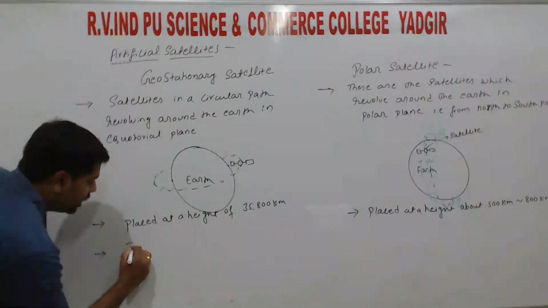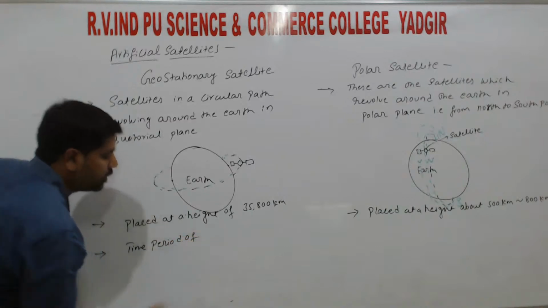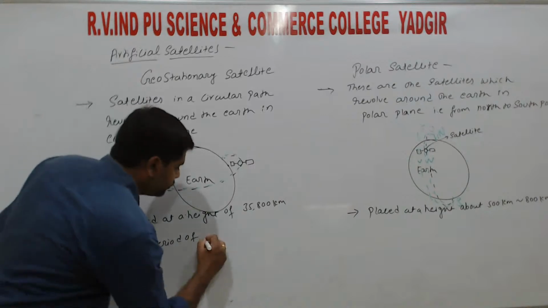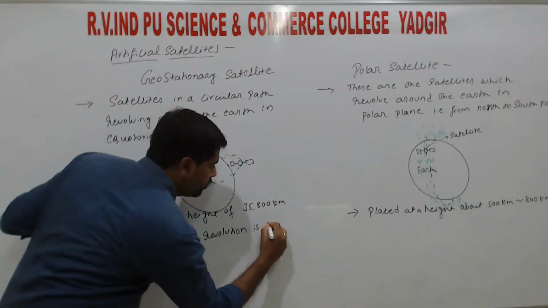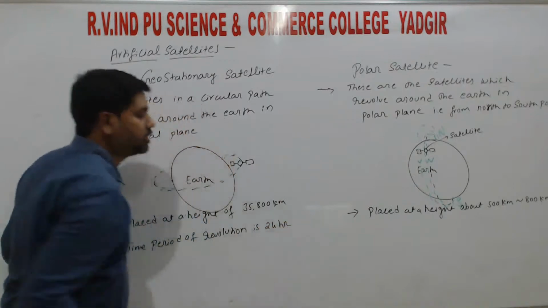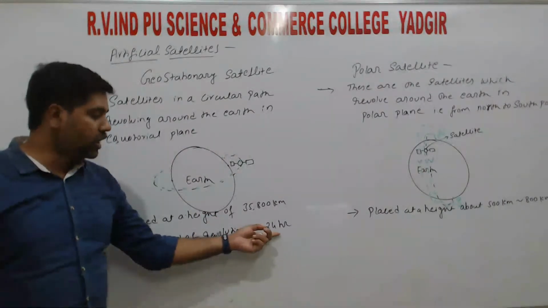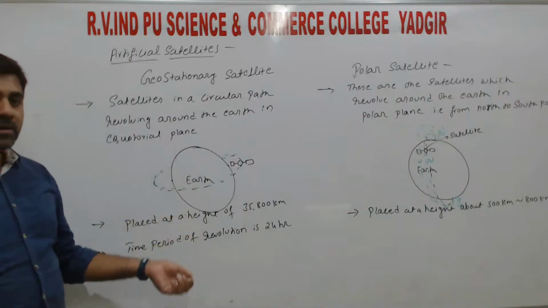So the time period of revolution is 24 hours, right? So the time taken by the earth to rotate about its own axis is also 24 hours. That is, we consider that as one day, right?